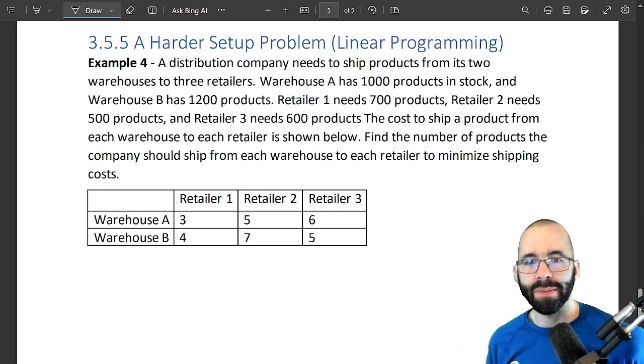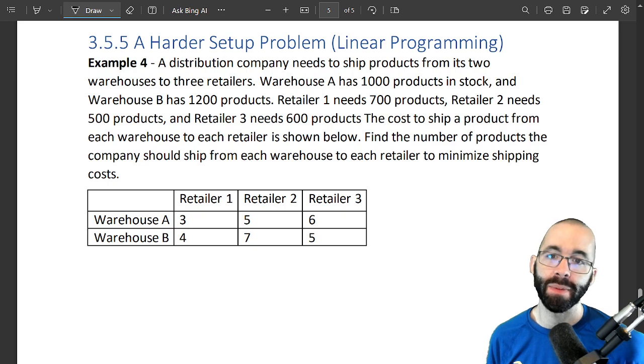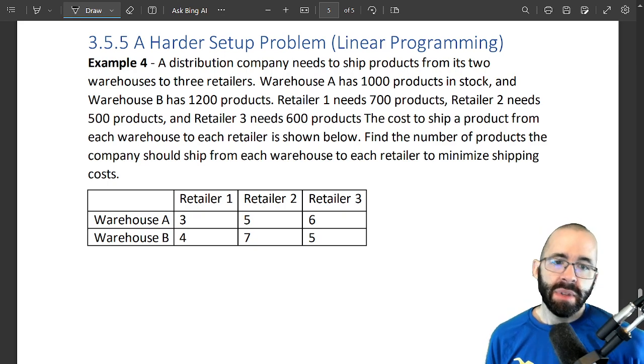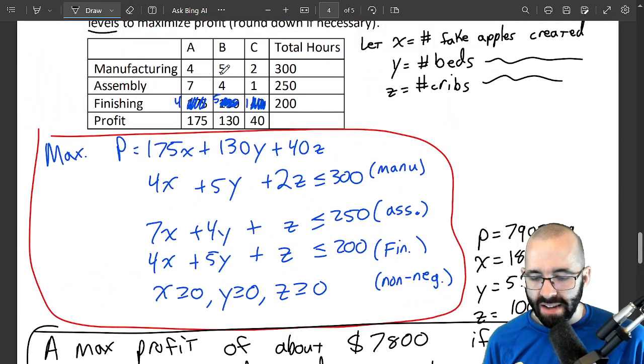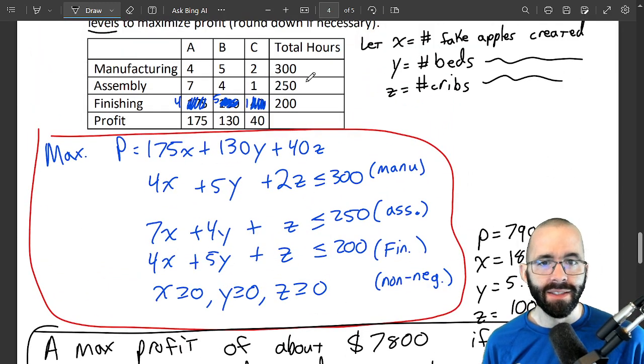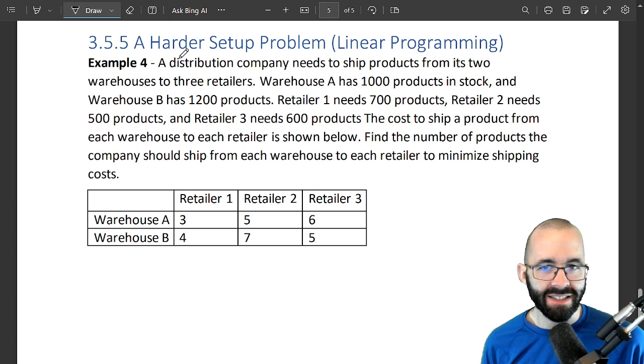So, let's do some problems that have a little bit harder setup. And by some problems, I mean one problem. Some of these problems are pretty straightforward, right? And a lot of these, if we organize our data in a table, our constraints kind of just look like the table, right? Well, sometimes that's not the case. Let's get into this example.